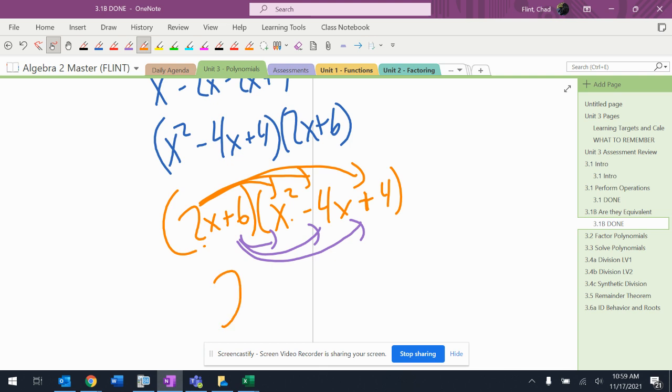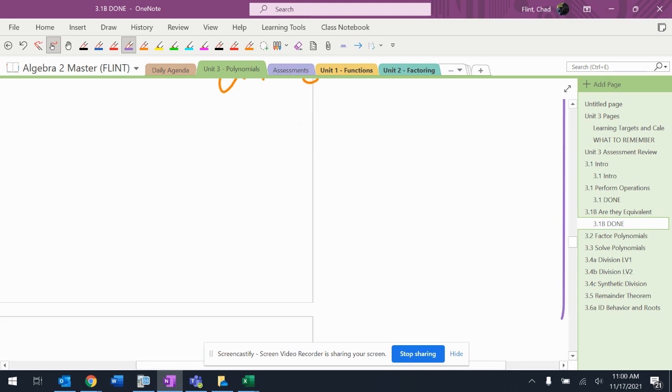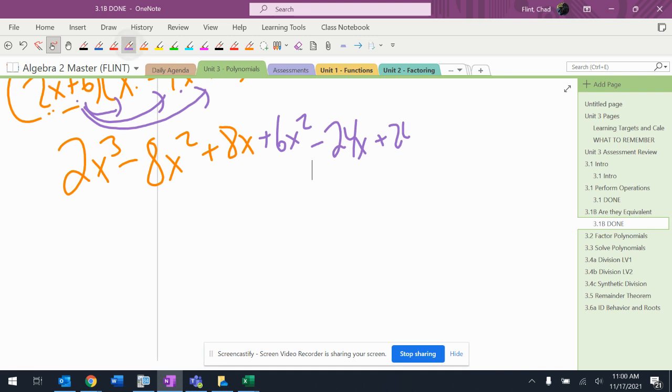So 2x times x squared is 2x to the third. 2x times negative 4x is negative 8x squared. 2x times 4 is plus 8x. 6 times x squared is plus 6x squared. 6 times negative 4x is negative 24x. And then 6 times 4 is 24. Whoops, I knew that was going to happen. Plus 24. Okay, so let's combine some like terms.